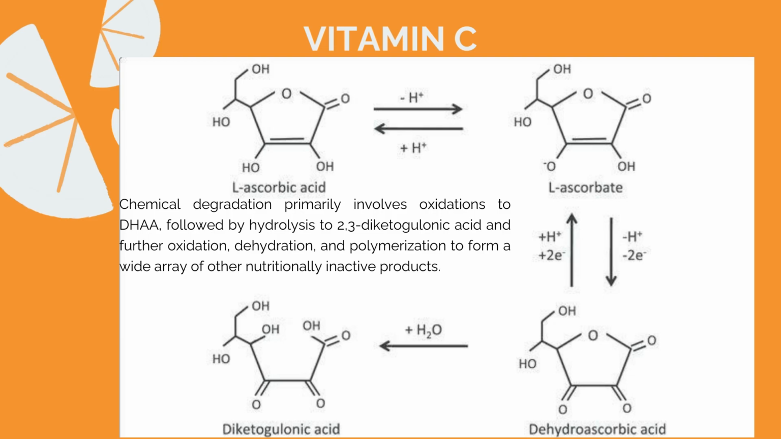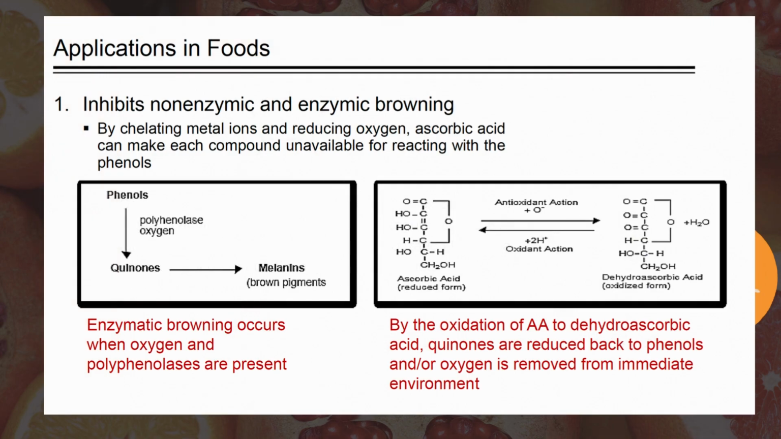Vitamin C is a highly polar compound, readily soluble in aqueous solution, that mainly influences oxidation-reduction reactions in all living tissue. Vitamin C in the form of ascorbic acid is readily and reversibly oxidized to L-dehydroascorbic acid or DHAA through oxidation. Further hydrolysis reaction will turn DHAA into an irreversible form, diketogulonic acid. Vitamin C has several important roles in the food industry. It is applied in food to inhibit non-enzymatic and enzymatic browning by chelating metal ions and reducing oxygen.